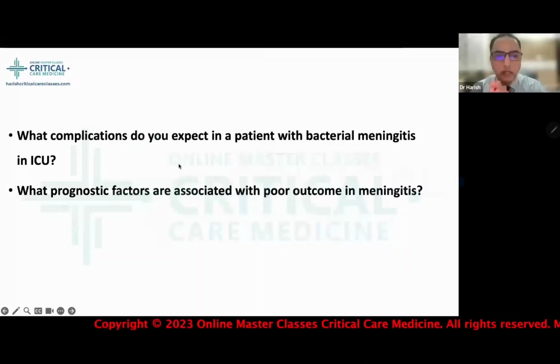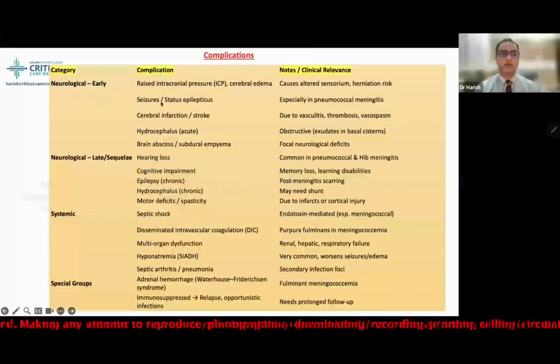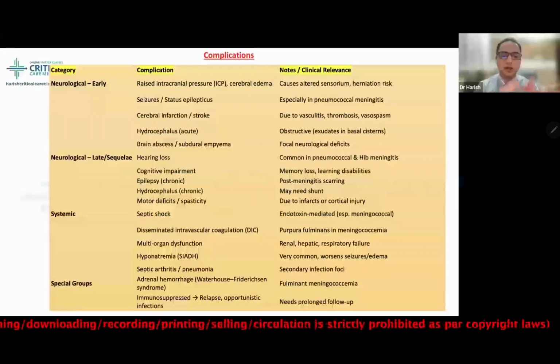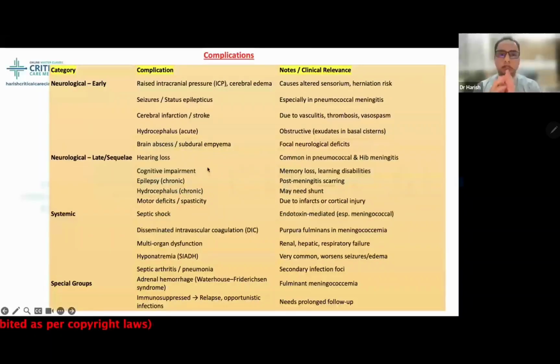The next question is, what complications do you expect in a patient with bacterial meningitis? What are the indicators or prognostic factors for poor clinical outcome? What are the complications we can expect? Overall, we can divide them into early, late, systemic, and specific group complications. The early complications, within hours to days, are a sudden rise in intracranial pressure, cerebral edema, convulsion which may lead to status epilepticus, cerebral infarction, stroke, acute hydrocephalus, brain abscess, and subdural empyema.